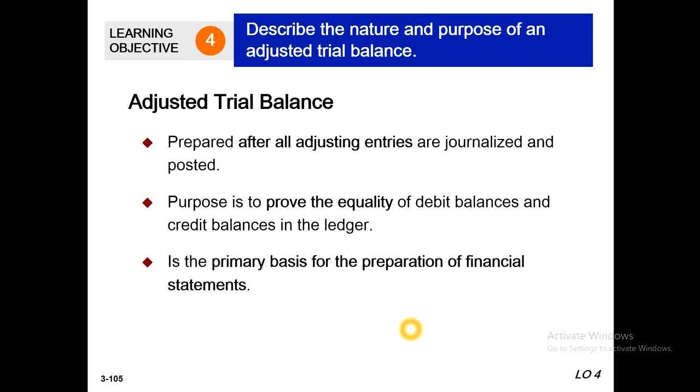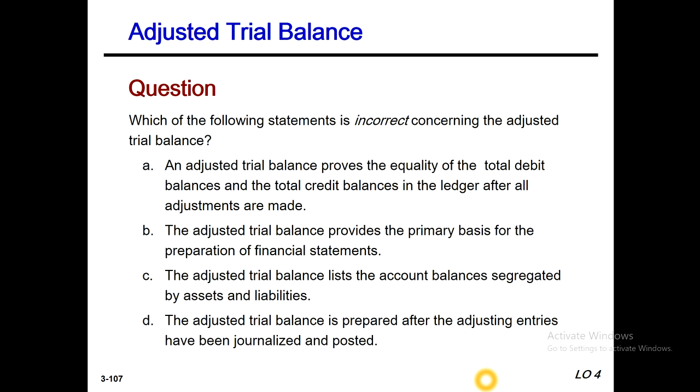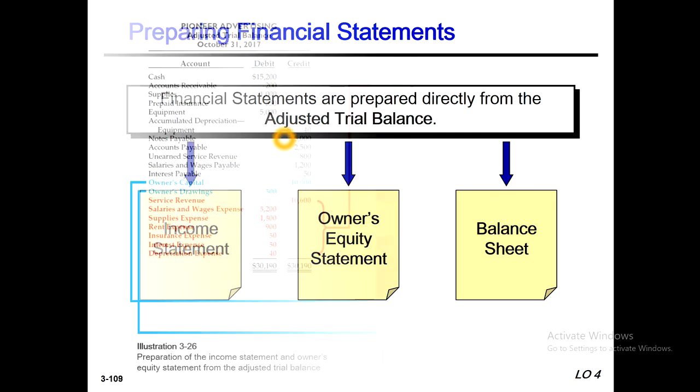So this is the Pioneer Advertising adjusted trial balance on October 31st. Here we have the debit balance items, the credit balance items, and the totals, which means both sides are equal. Here, for the adjusted trial balance, we have a question. You can check this question. This will be the answer. Now prepare the financial statements. Now we prepare the income statement, owner's equity statement, and balance sheet with the help of the adjusted trial balance. I think everybody is clear.